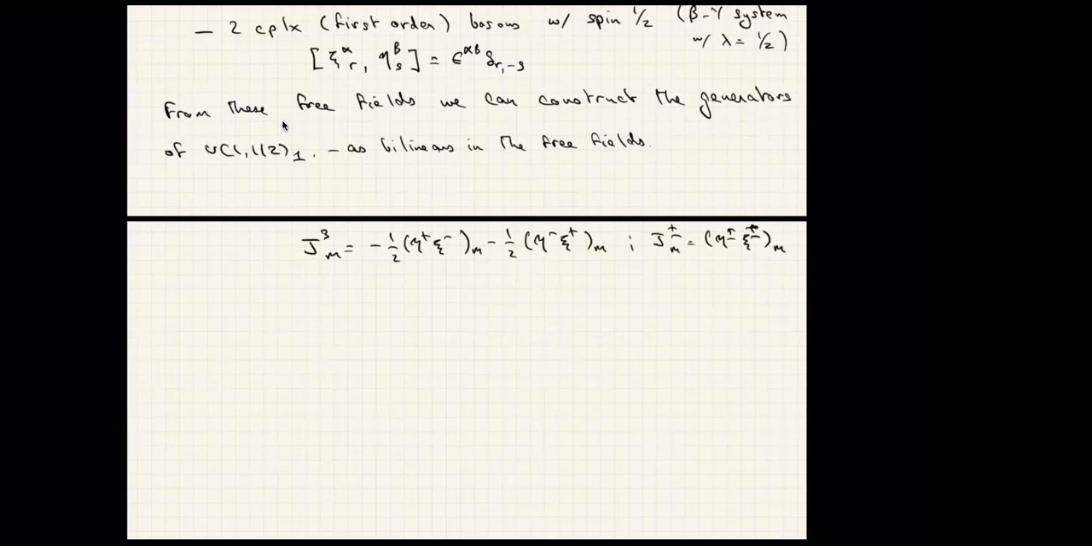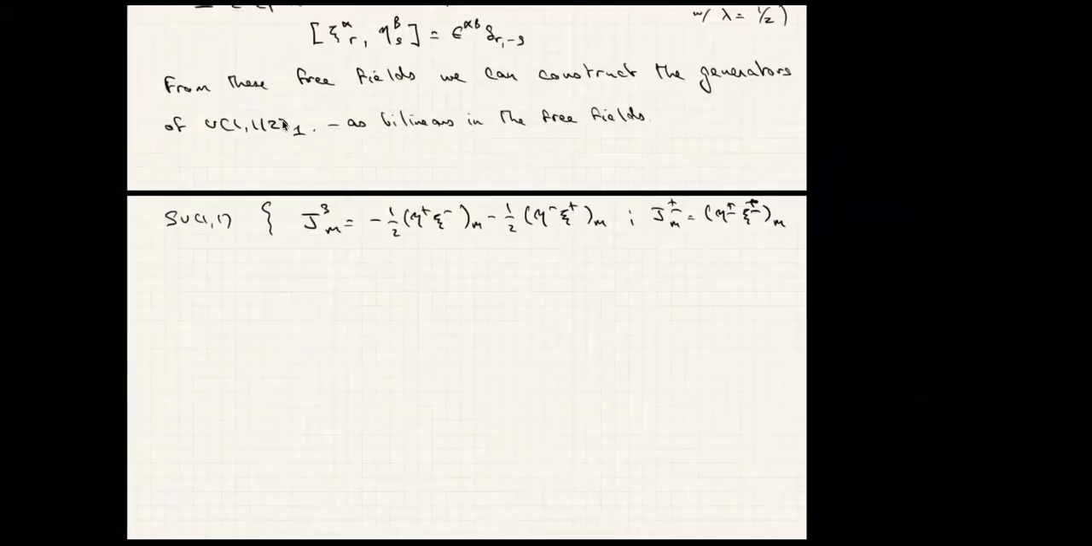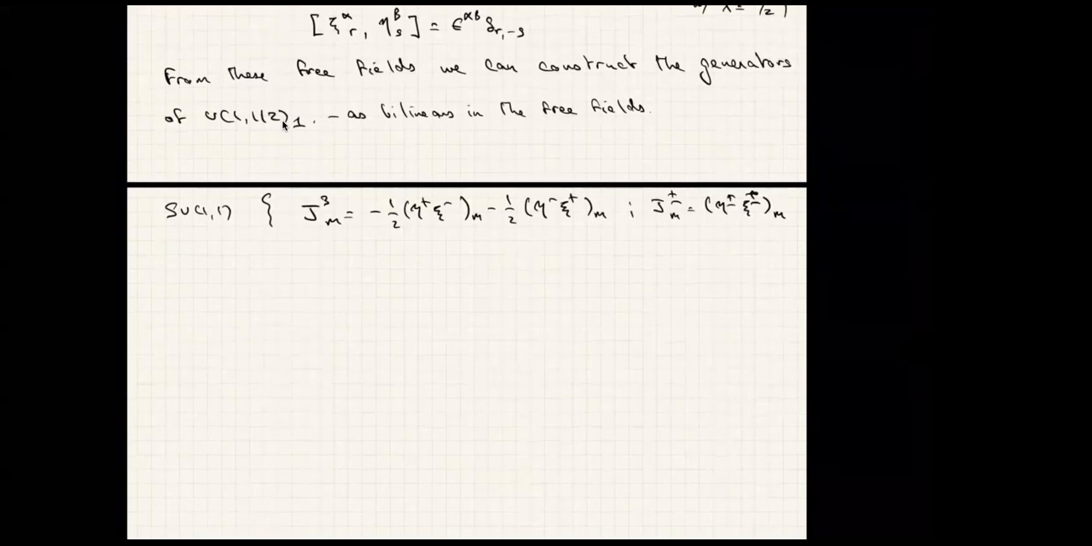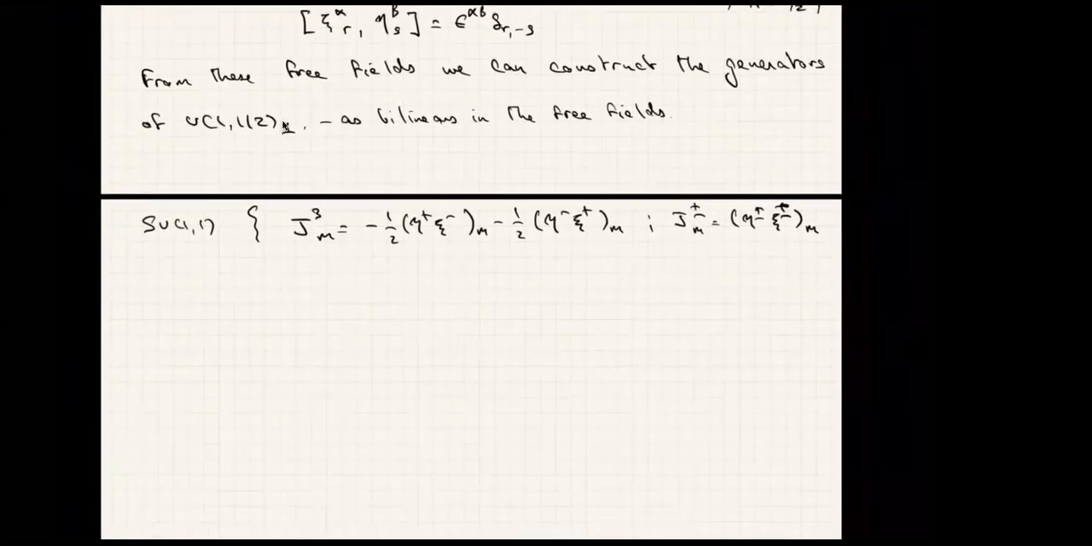So these are the generators of SU(1,1) or SL(2,R). You have J3 and J plus-minus. J3 is some neutral combination involving eta plus eta minus. J plus involves eta plus psi plus, and J minus involves eta minus psi minus.